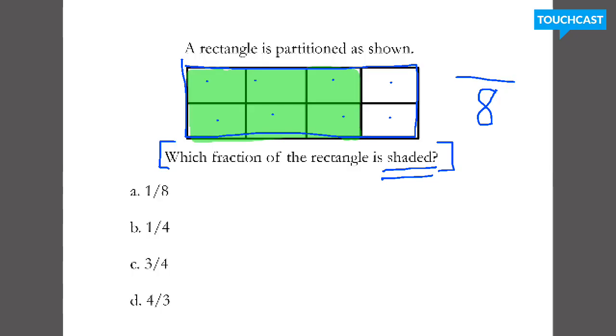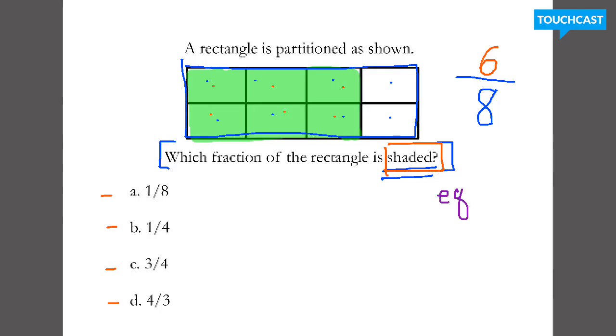Now let's figure out the numerator. The numerator is the number of parts that we're talking about, and in this case, it's the number of parts that are shaded. 1, 2, 3, 4, 5, and 6. So right now, our fraction that's represented is 6 out of 8. Now, what I'm noticing here is that 6 out of 8 is not even represented in the answer choices. So when this happens, I don't want you to panic. You need to choose the fraction that is equivalent.